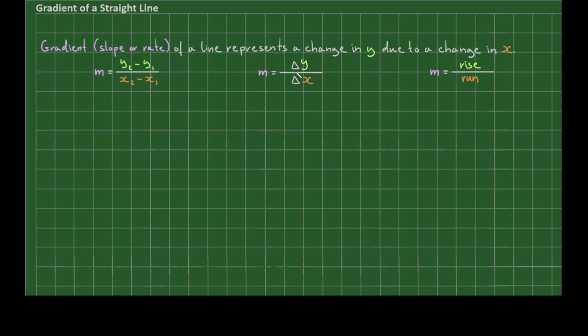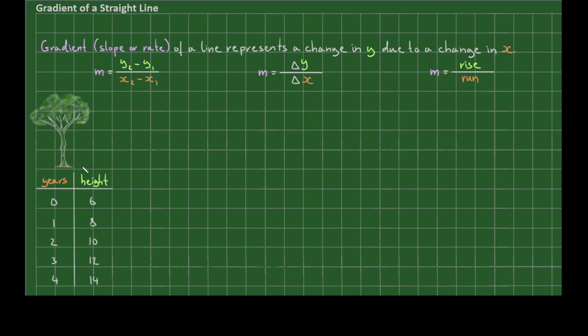You might be wondering, what does a change in y actually mean? Well, when we talk about a change in something, we are talking about a difference. And so the gradient is also often written as m equals (y2 minus y1) over (x2 minus x1). You may have also encountered this as rise over run. Let me bring in an example.